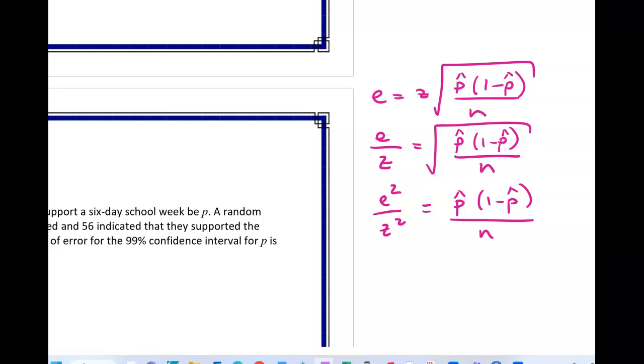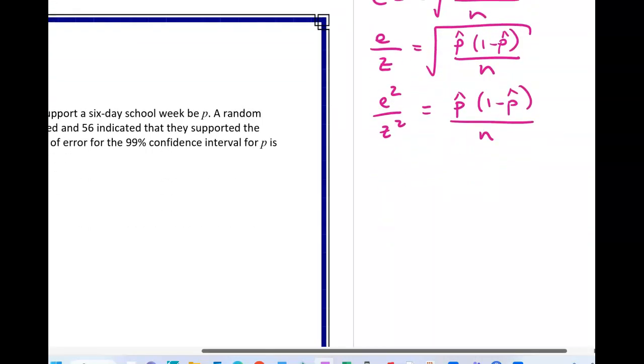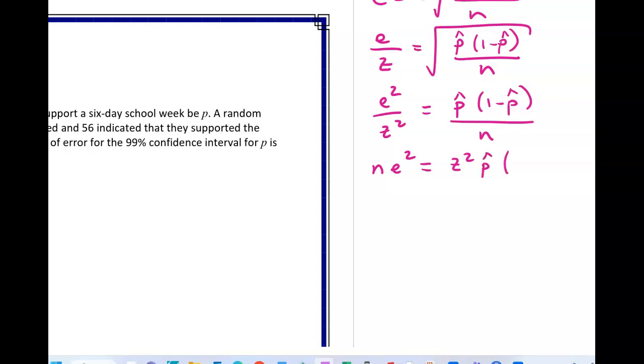Then what do? What's next? Yeah, get n to the other side. So multiply both sides by n. Multiply both sides by z squared. Or we could even cross multiply, however you want to look at it. Either way, that's the next step. Well, there's a couple of steps combined there. And the last thing to finish off is what? Divide by e squared. And that's it.